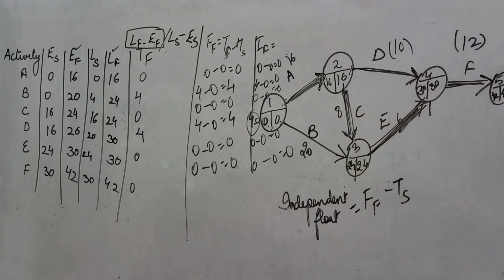So this is how you will be calculating total float, free float and independent float if any question asks for it. Thank you.